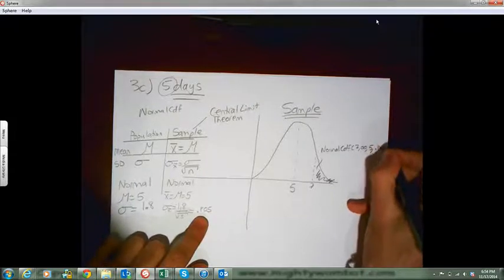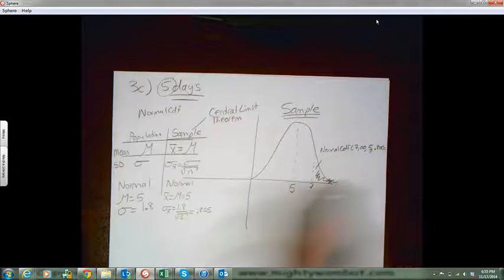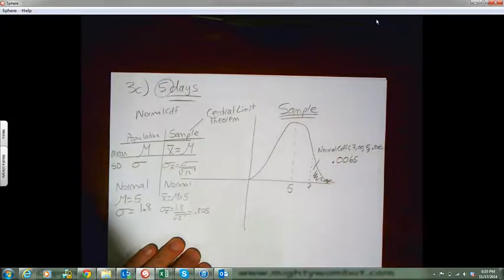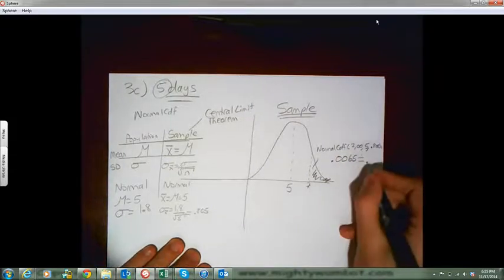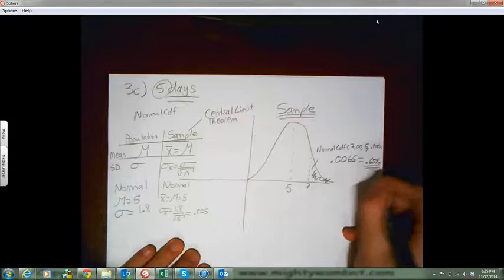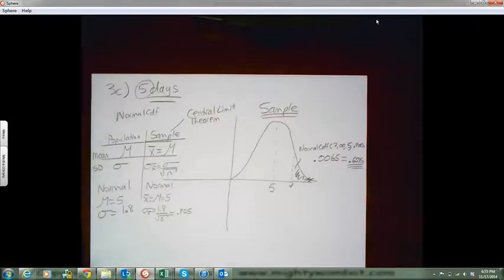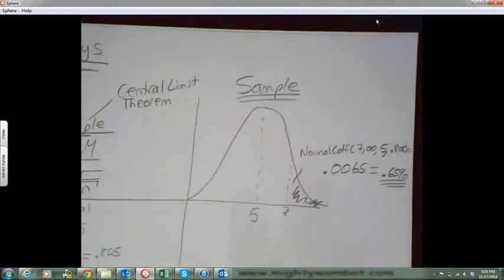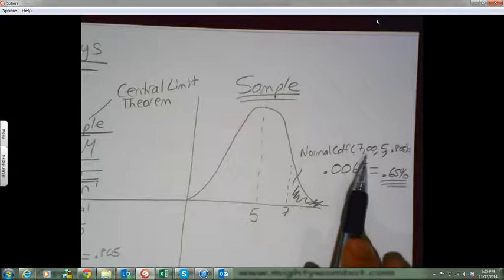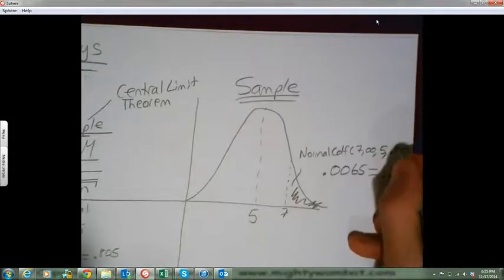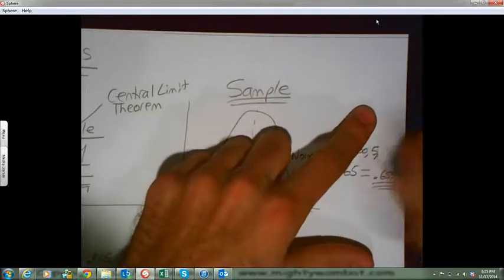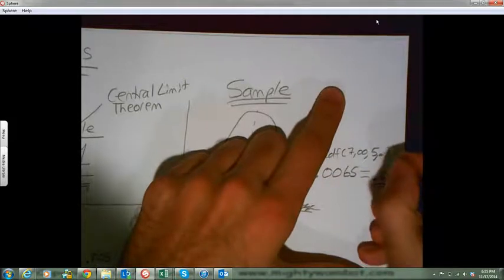When I put this on my calculator, I'm going to get 0.0065, which is equal to 0.65%. By the way, if you cannot read this, let me zoom in on this real quick, just so everybody can read it. This says normal CDF 7 to infinity 5, 0.8. Hope that's helpful. Let me go ahead and erase that and rewrite it. I know it's very small, but I want to erase it and rewrite it. 0.805. I think that should be clearer.